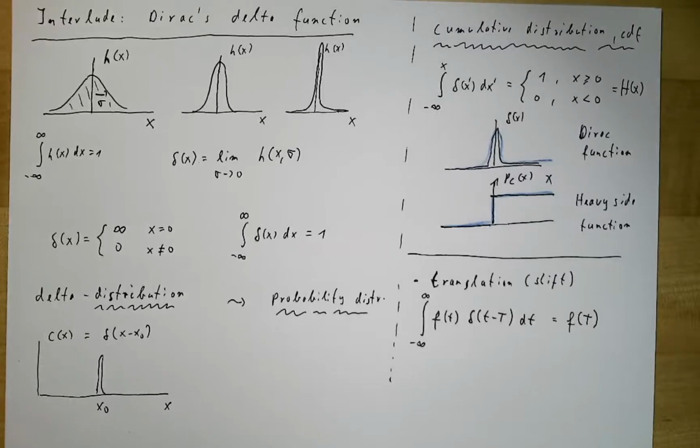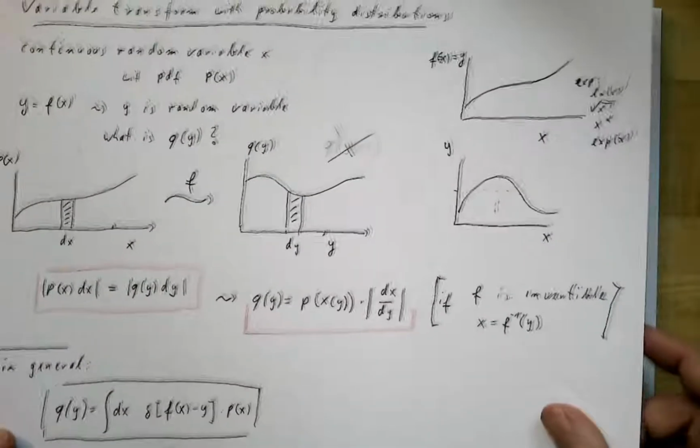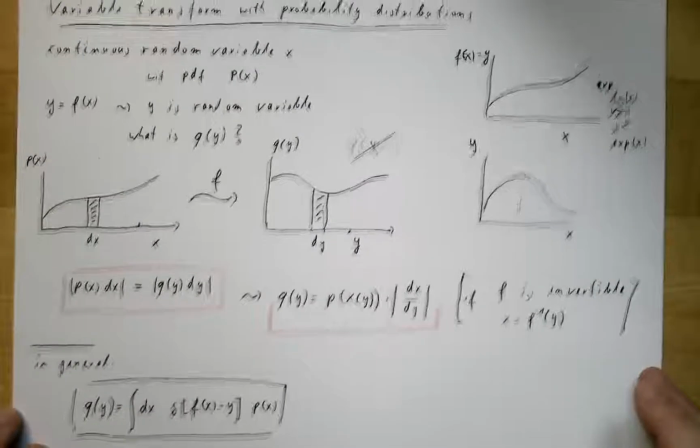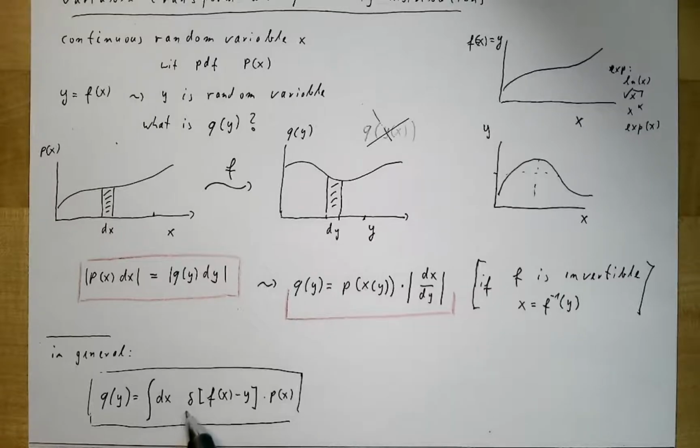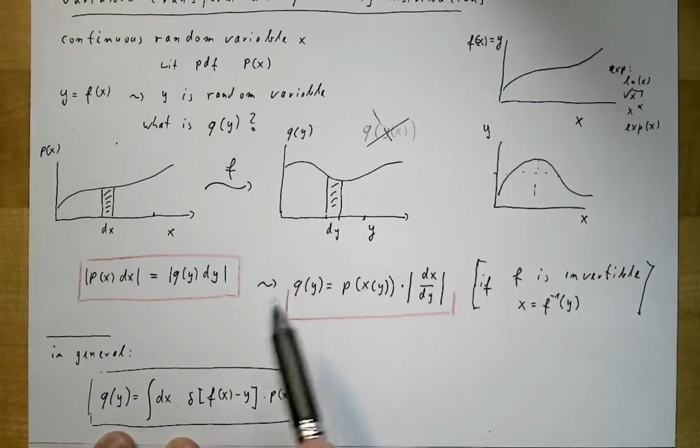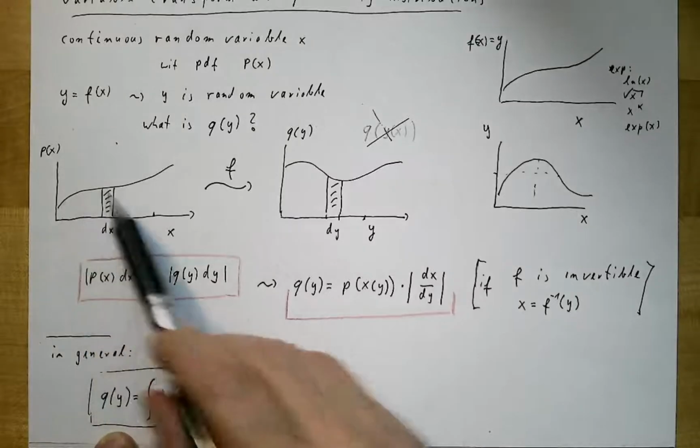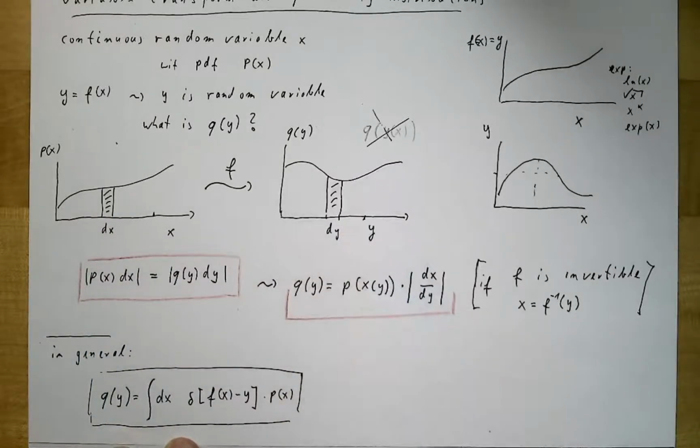Some other useful application of the Dirac function is for variable transforms, and we have seen this here. Maybe if you haven't seen the Dirac function before, now this should be clear. If you want to make a variable transform from function p of x to function q of y, then for this q of y we integrate over all p of x, but with this Dirac function we make sure to take only those values of p of x so that f of x equals y. So it's a very useful function.